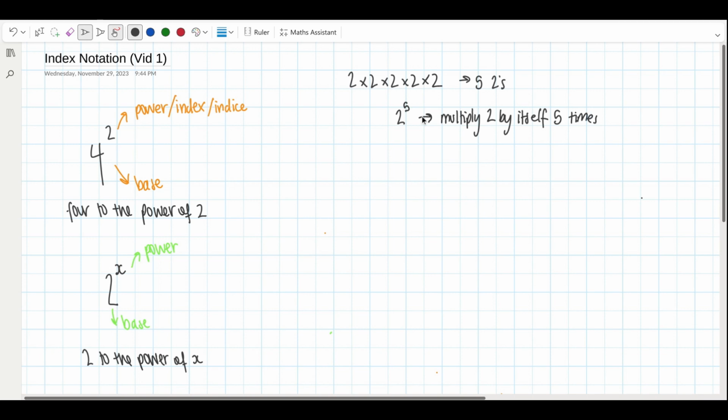So if we have a look at another example, if we have 3 times 3 times 3 times 3, we can have a look and we see that we've got 4 3's, which means if we were to write this in our index notation, our base is 3 because that's what we are multiplying by. And we have 4 3's, which means that is our power. What this means, again, is that we are multiplying 3 by itself 4 times.